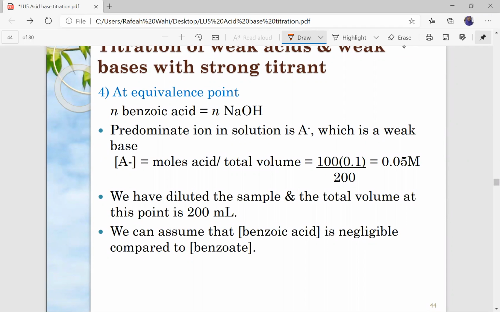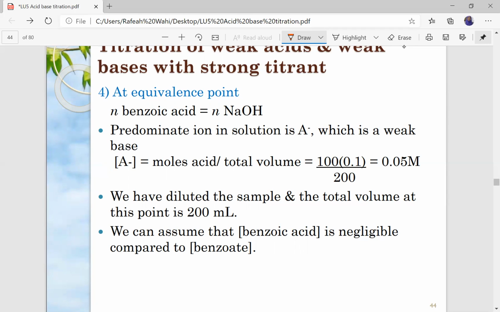So at equivalence point, you know that the number of moles of benzoic acid is equal to the number of moles of NaOH because they are at equivalence point, meaning they are stoichiometrically equivalent. Okay, so the number of moles of benzoic acid and NaOH is always the same, for equivalence point only. And the predominating ion in the solution is the benzoate, which is the weak base or the conjugate base coming from the benzoic acid.